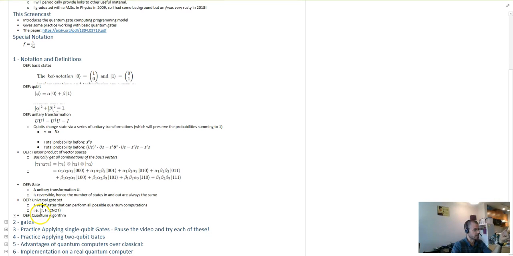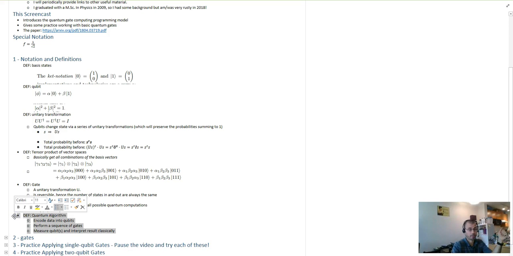The universal gate set. This is a set of gates that can perform all possible quantum computations. We'll be going over the gates later, but one example is the T gate, the H or Hadamard gate, and the controlled NOT gate. These three gates together are a universal gate set, because together they can do everything we want, as long as we combine enough of them.